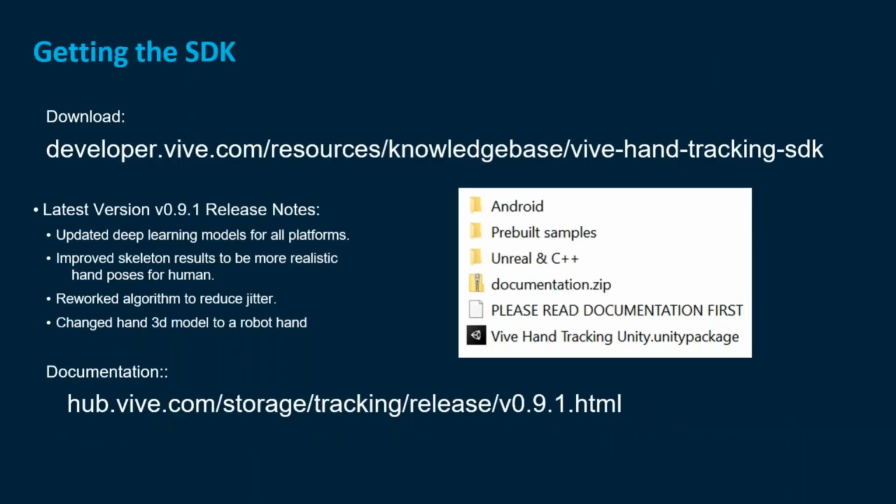Getting the SDK. So once you download the package and you unzip it, this is what you see on the right here. You'll have the support for Android, for Unreal and C++, some pre-built samples. You have the full online documentation included as a download. And of course, you have the Unity package. And if you look at the latest release notes, and the latest release was released just about a month ago, you'll see that we're continually improving on performance. And we just added also another hand, the robot hand that you saw there. And that's where you can get the documentation.